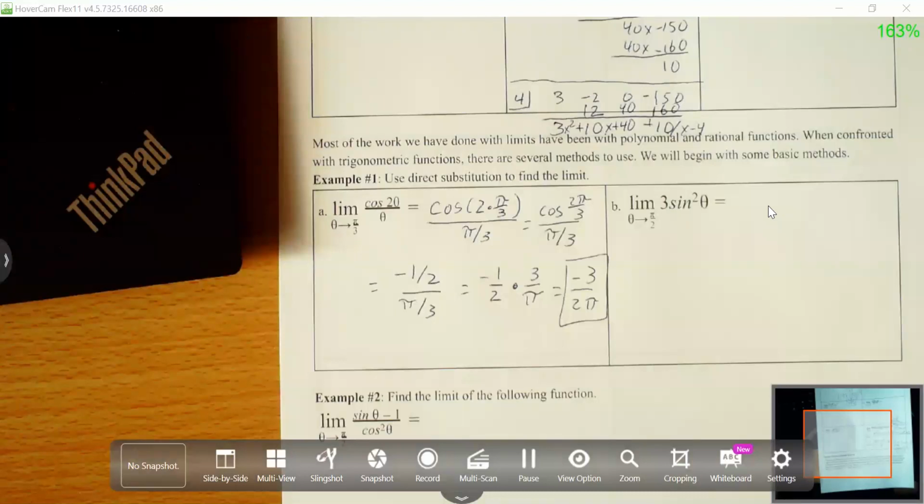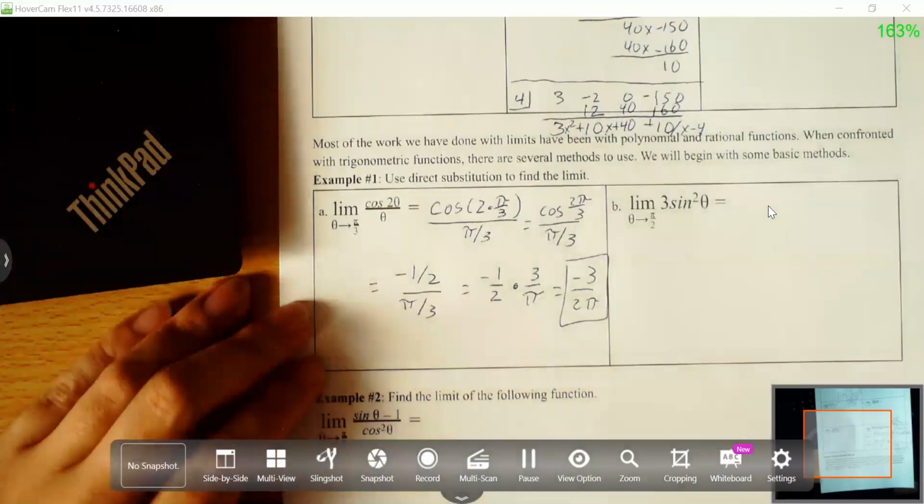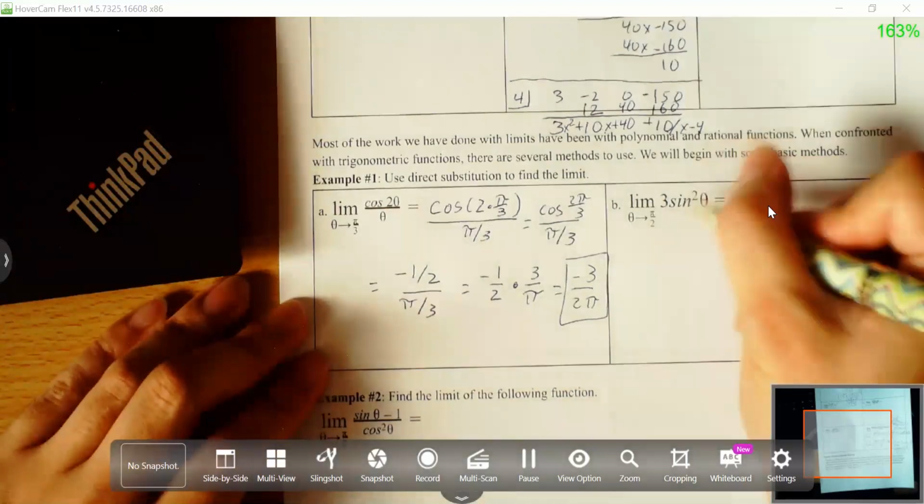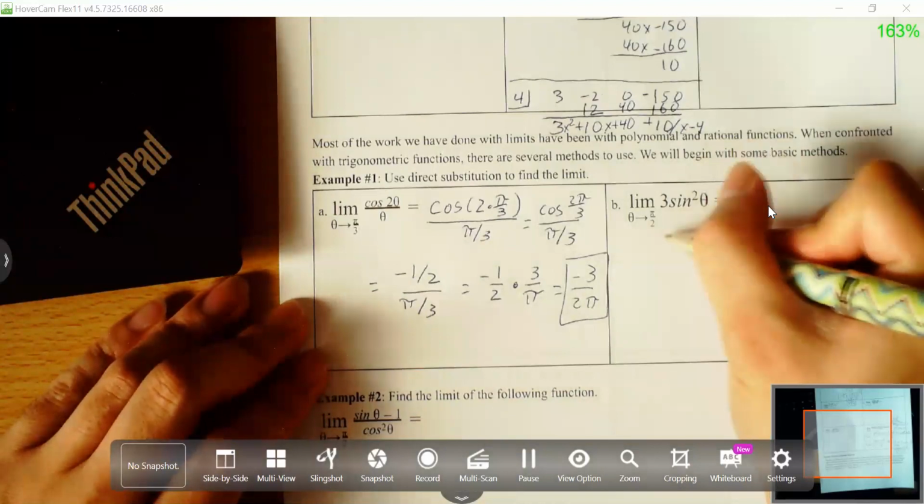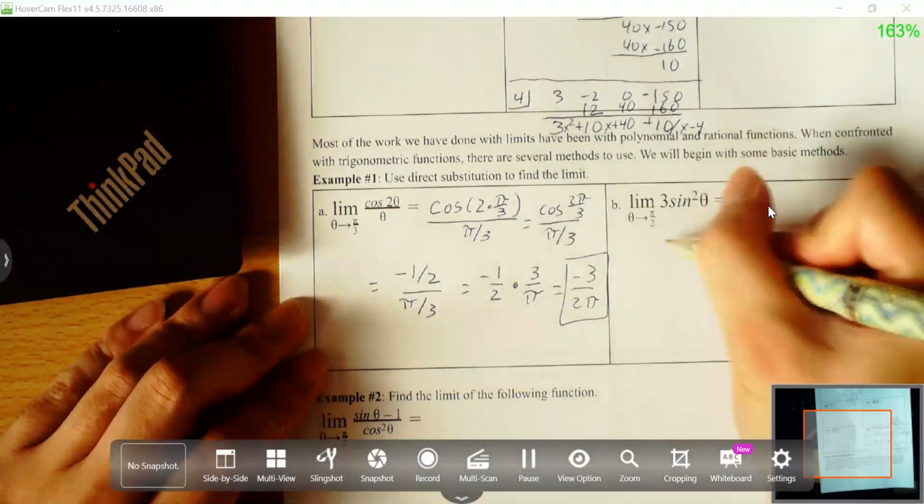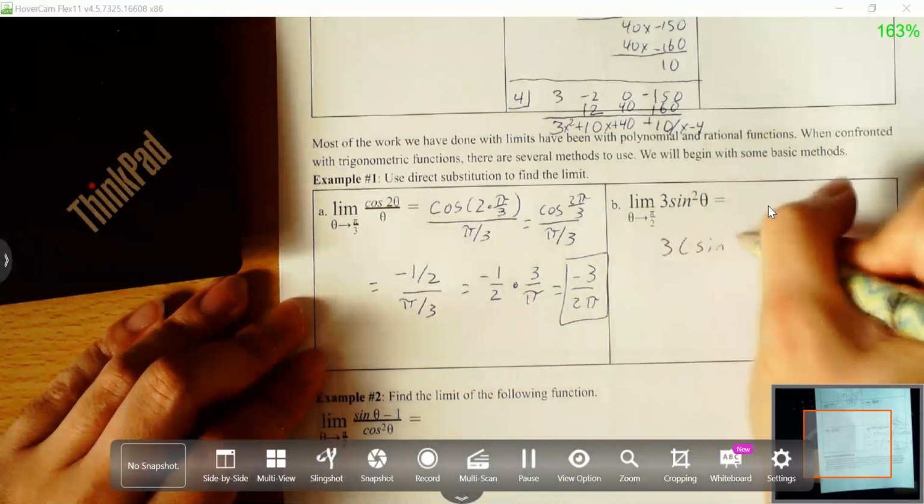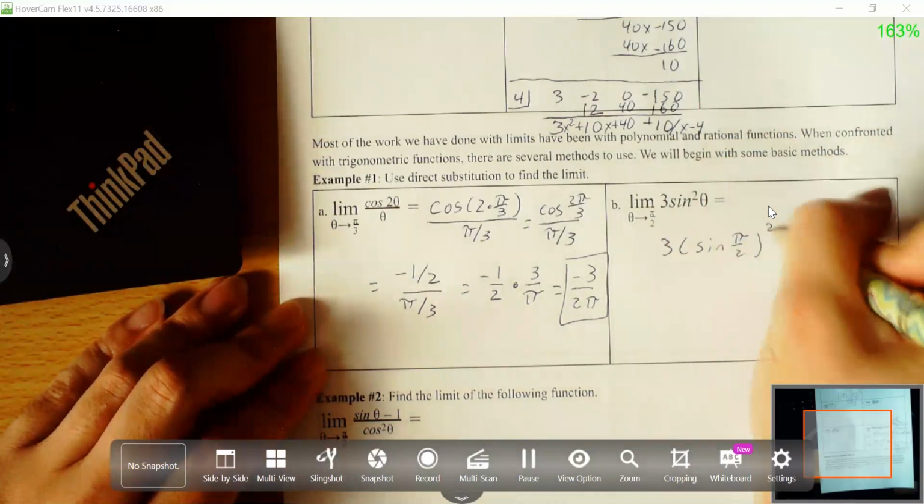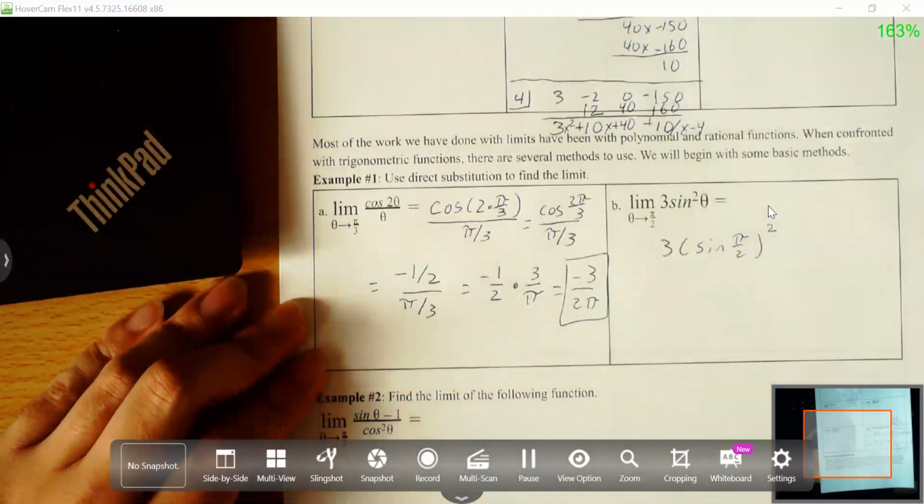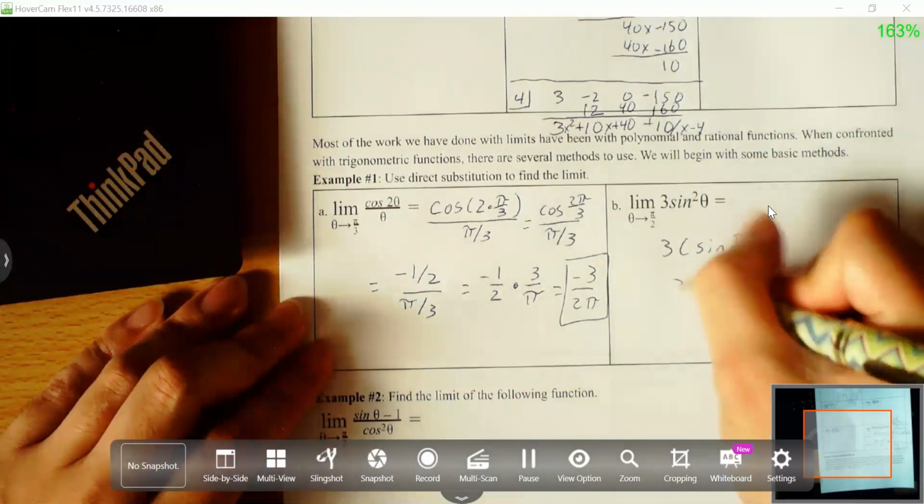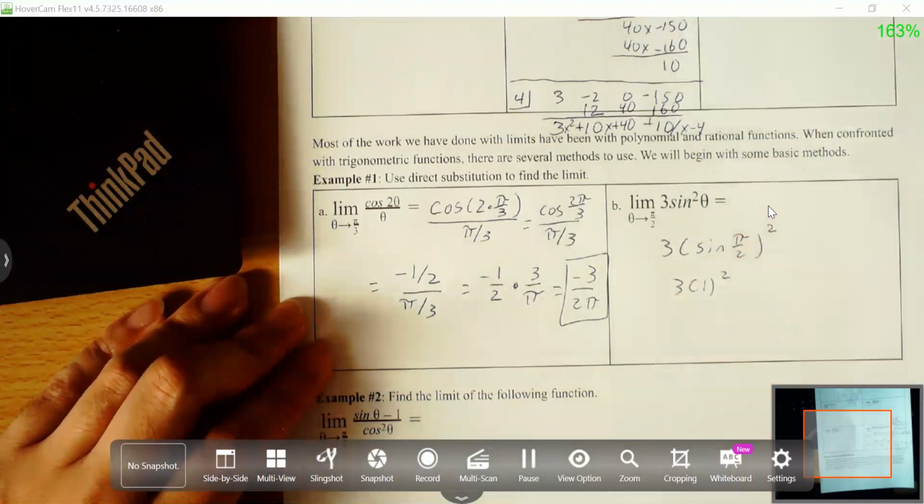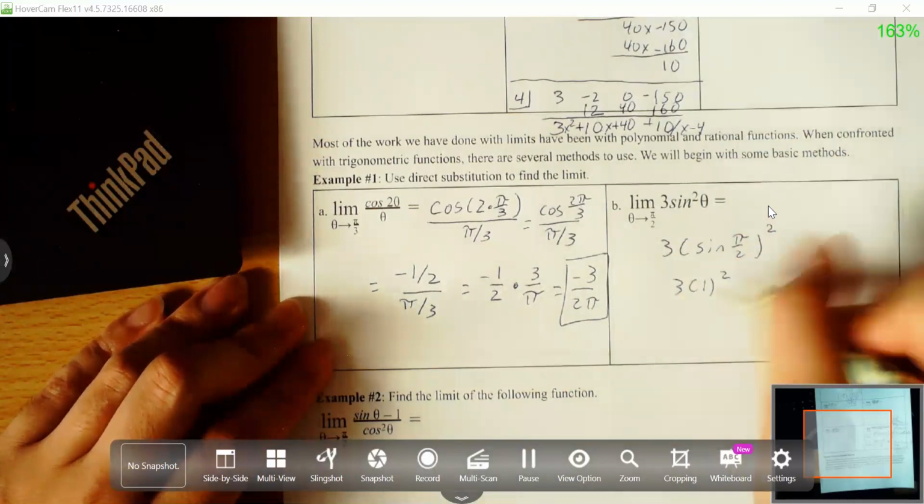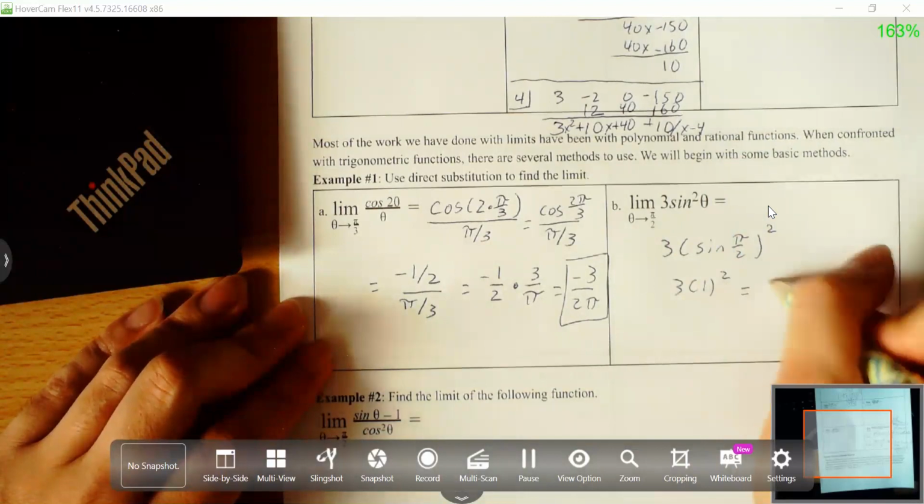So letter B, 3 times sine squared theta. Cool, I don't have a fraction here, so I'm pretty sure I could just plug that in and not worry about any indeterminate form. So if I plug that in, remember sine squared theta is really sine theta squared, right? So this is 3 times sine of pi over 2 squared. And sine of pi over 2 is 1. And then so 1 squared is 1, 3 times 1 is 3.